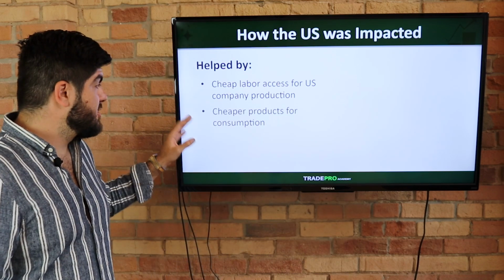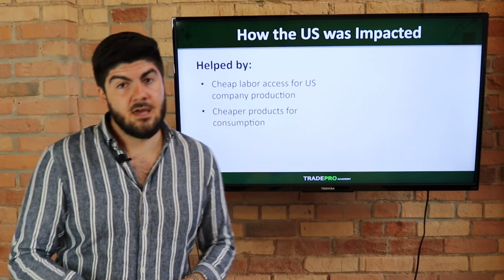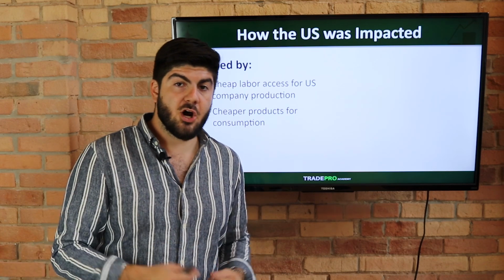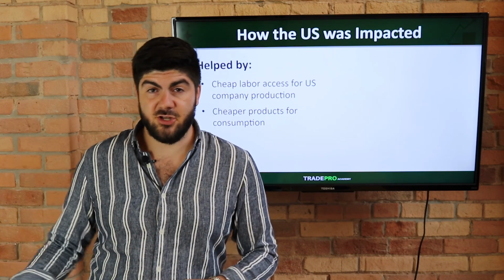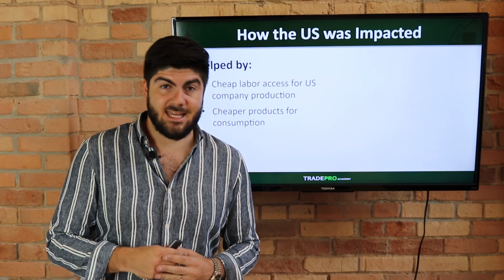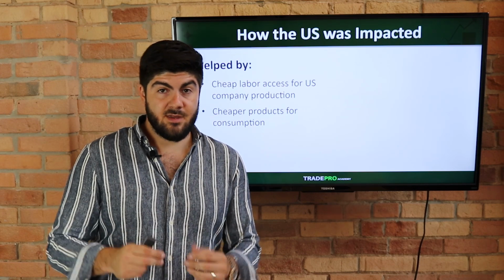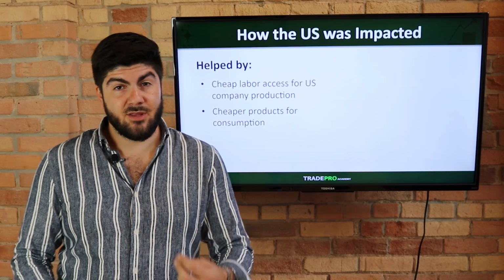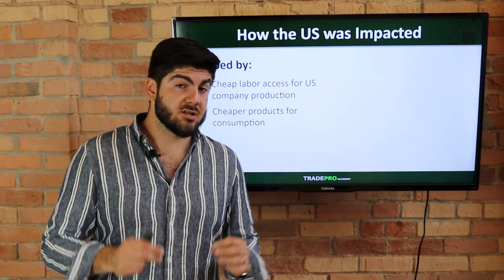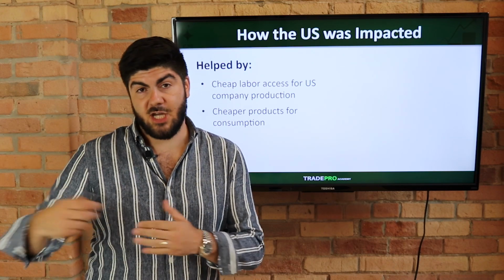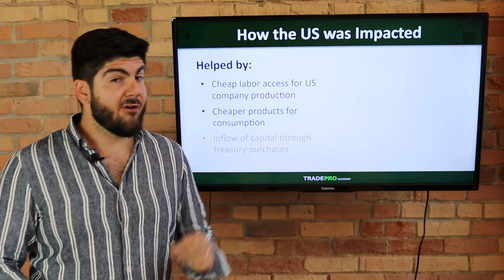Number two, cheaper products for consumption. As a consumer in the United States, goods came in at a lower cost because they were manufactured in China, compared to the equivalent product being created in the United States. If everything consumed in your daily life was created, manufactured, assembled, and sold in the United States, the cost would be astronomical.